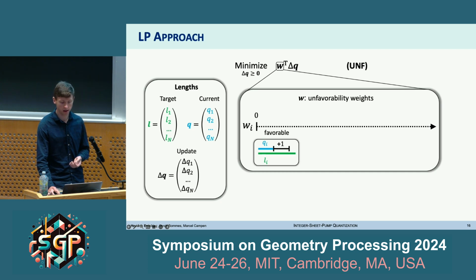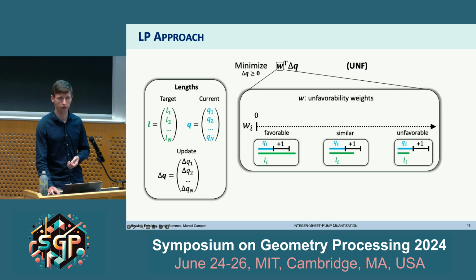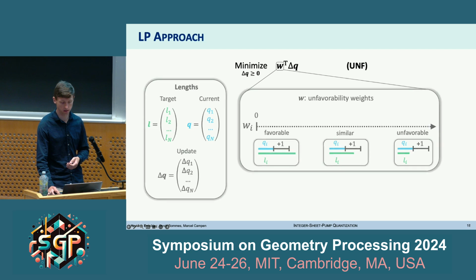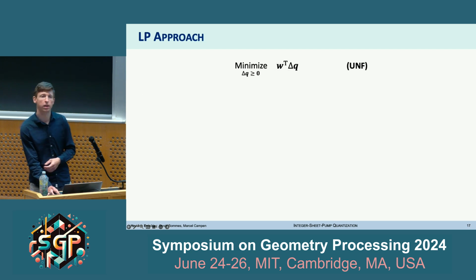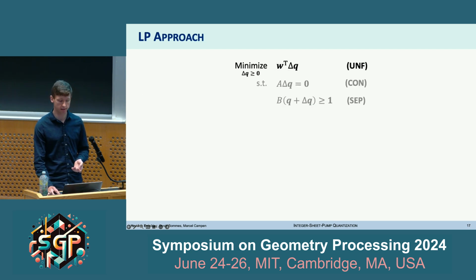Also, for other arcs, the update might make little difference or even increase deviation. So we give those a higher unfavorability score. A solution will then generally contain as few updates as possible and favor good updates over bad ones. And these updates, again, are subject to the consistency and separation constraints.